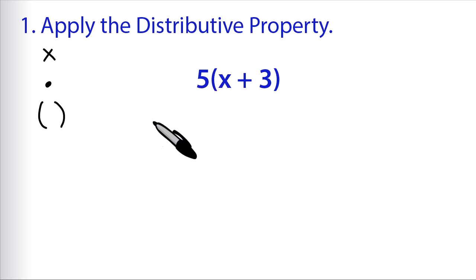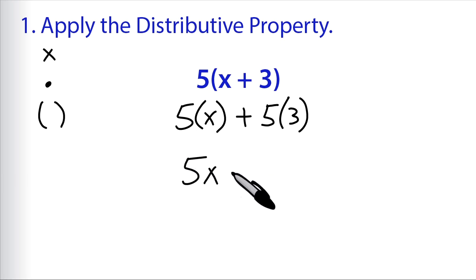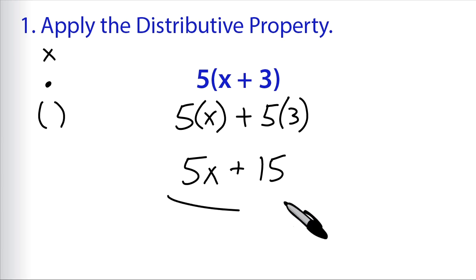So 5 times x, so we have 5, and then in parentheses x, plus, then we have 5 times 3, so we show that as 5 parentheses 3. And now we simplify, so 5 times x is 5x, plus 5 times 3 is 15. So when we distribute the factor of 5 to the group x plus 3, we get 5x plus 15.